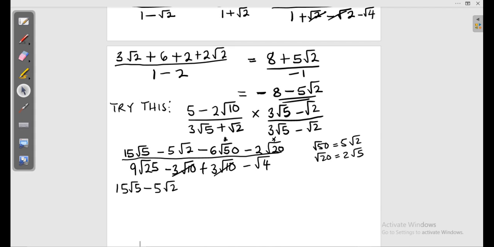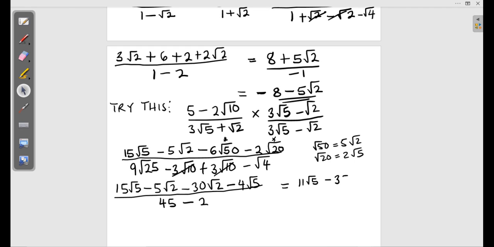Since we already know our root 50 to be 5 root 2, 6 times that 5 root 2 will now become minus 30 root 2. We already know our root 20 to be 2 root 5. Multiplying that by 2 will give us minus 4 root 5. Divided by root 25 is 5. 9 times 5 is 45. Root 4 is 2. So this will produce 15 root 5 minus 4 root 5, which gives us 11 root 5. Minus 5 root 2 minus 30 root 2 will give us minus 35 root 2, divided by 43.